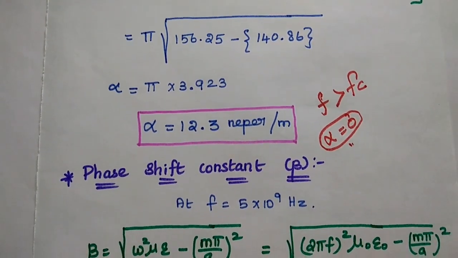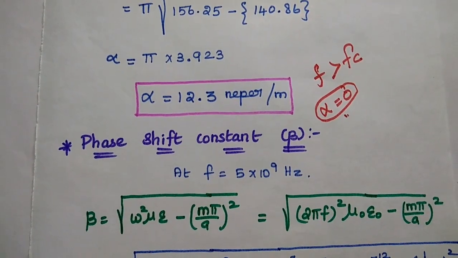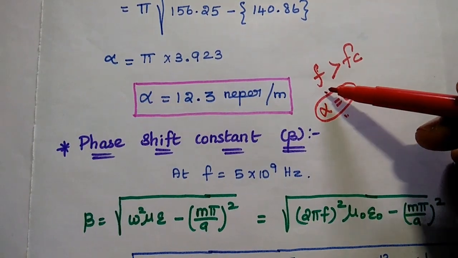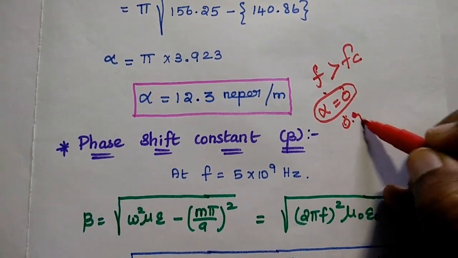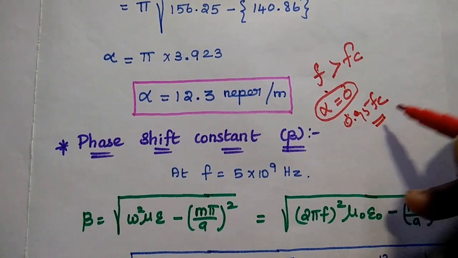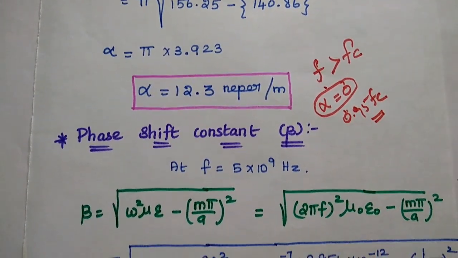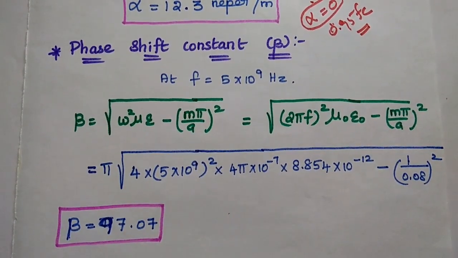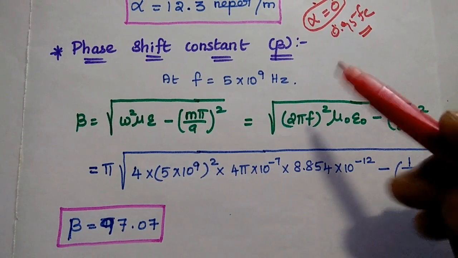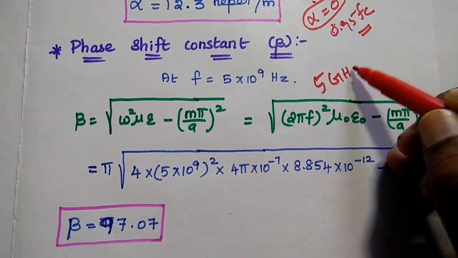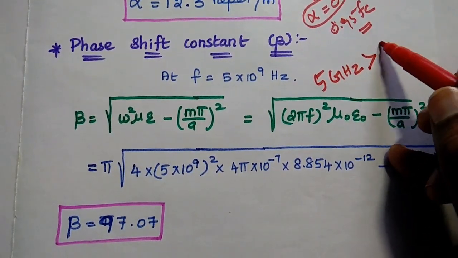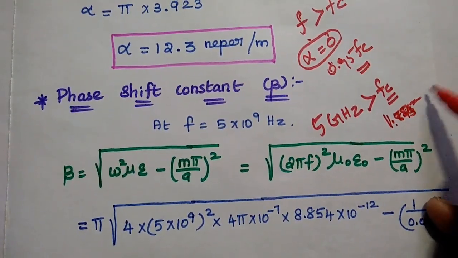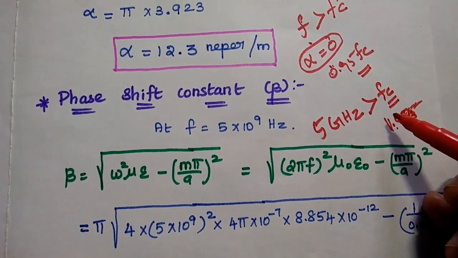So next we are going to find out the phase shift constant. In this problem they have given the operating frequency f value as 0.95 fc only for finding out the attenuation. But for this phase shift constant we can consider the frequency as 5 into 10 to the power 9 hertz. That means 5 gigahertz. So this value is far greater than the cutoff frequency. What is the cutoff frequency here? 1.875 gigahertz. So that is the value here.